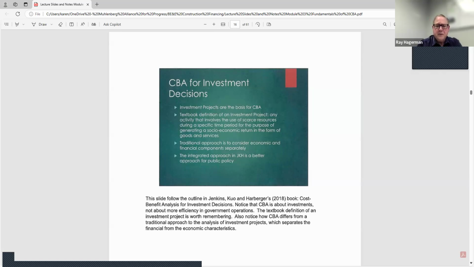Investment projects are always the basis first of CBA. I won't even go into the textbook definition. You can read that. But the traditional approach is to consider economic and financial components separately. The financial components are going to be the ones that you can actually measure that will show for benefit or, for that matter, disbenefit, I guess, to the sponsor of the project. Those things are ascertainable by measurement. What isn't always ascertainable is the complete panorama of economic benefits to the community, and that's what we are seeking to do.